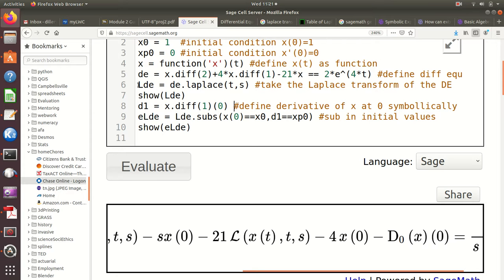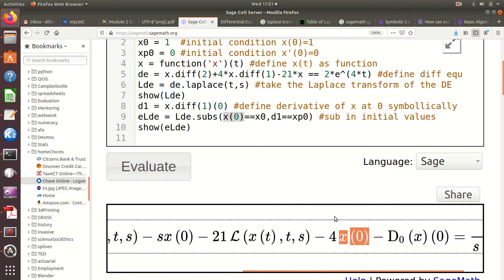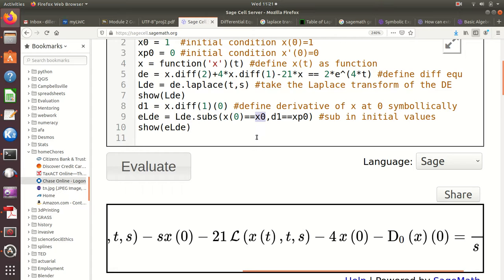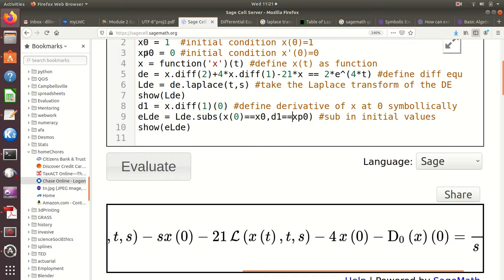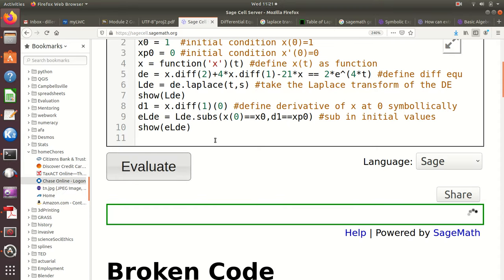Then here, what I do is I take this answer that we got down here, and I say dot subs, so I want to do a substitution, and I want to, for x of 0, put in my x0. Now I could have just put in 1, but I think it's a little cleaner to write everything out and what it is, and then use those substitutions. And then for d1, that derivative, that whole expression, I'm substituting my x prime of 0 right here, which was 0. And then I show it, and so let's evaluate that.